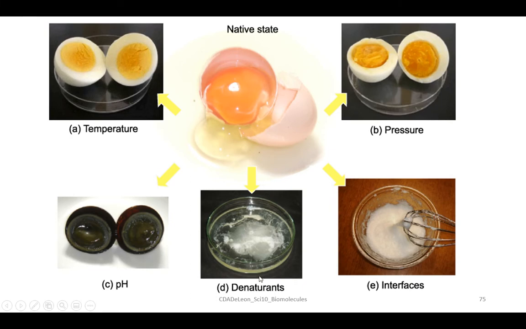Denaturants are chemical substances. If you add them to a fresh egg, it becomes like this. Interfaces, or you use a whisk in the kitchen. This is kitchen equipment. This is what it looks like. Foamy, it became foamy.